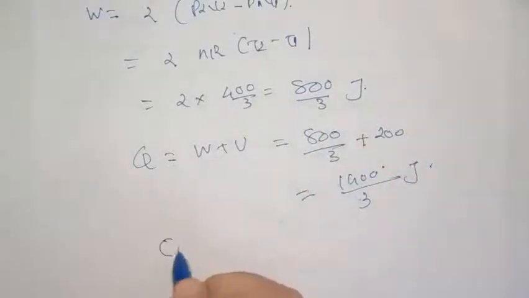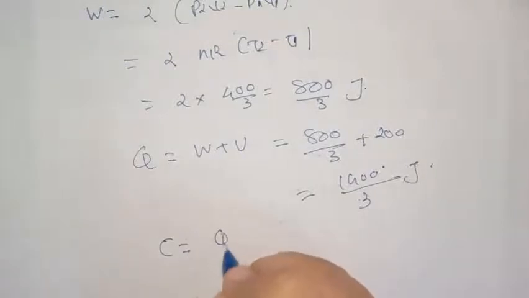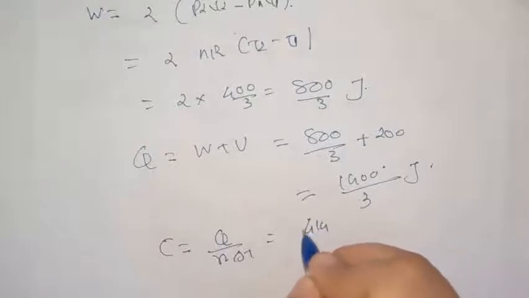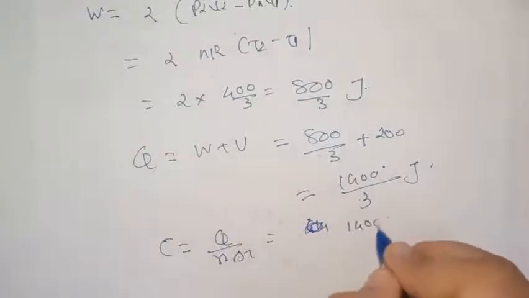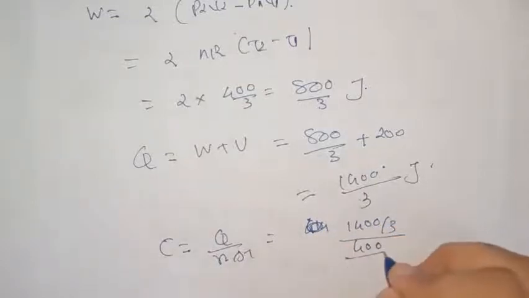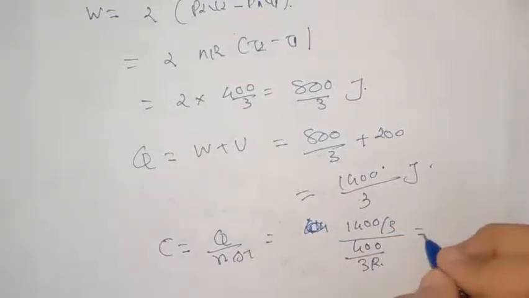The molar specific heat C is given by Q by n delta T. So Q is 1400 by 3 and n delta T is 400 by 3R. That will be equal to 7R by 2.